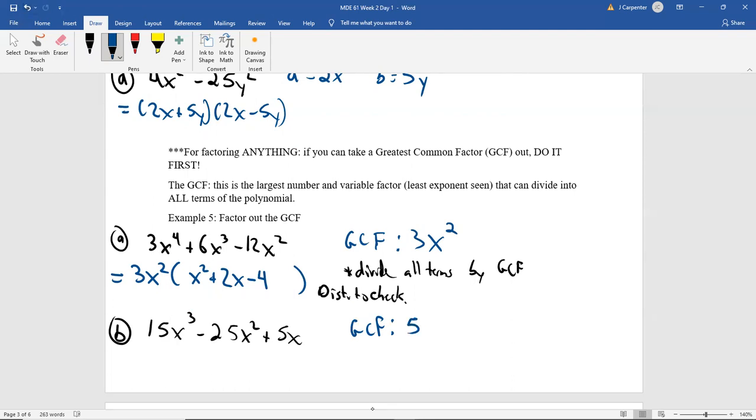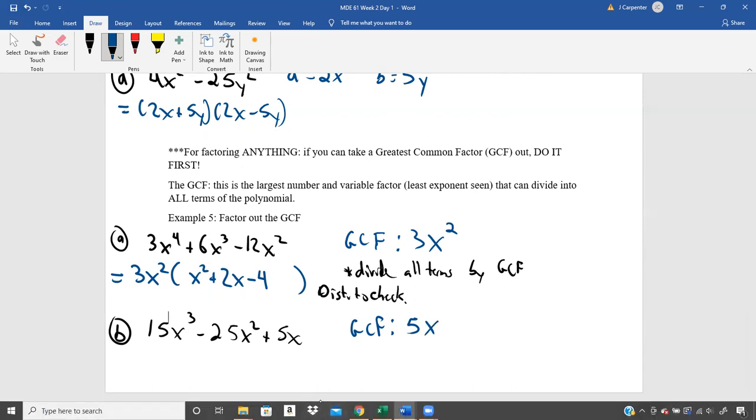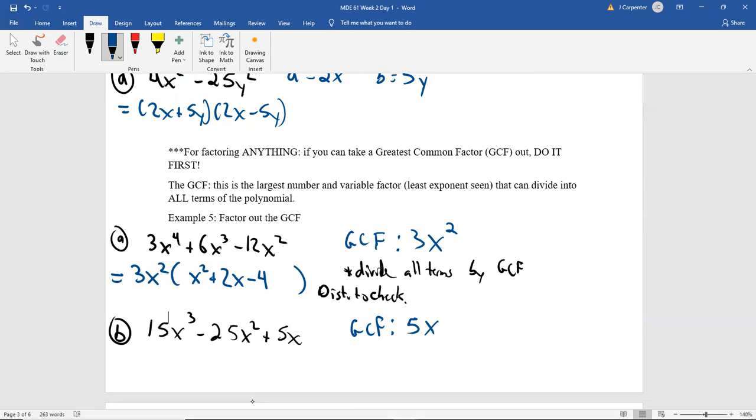For x cubed, x squared, and x, in order to take out any x's, I have to take the least available to be fair, which would be just an x to the first. I can't take 3 because the second and third term don't have it. I can't take 2 because the last term doesn't have it. The GCF is just a 5x. So we write that first, we open our parentheses, and we divide.